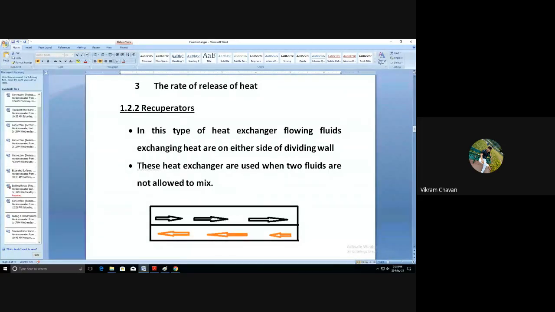In this type of heat exchanger, the flowing fluids exchanging the heat are on either side of a dividing wall. These heat exchangers are used when two fluids are not allowed to mix. In that case we can use recuperators. Take the example where there should not be mixing of two fluids.